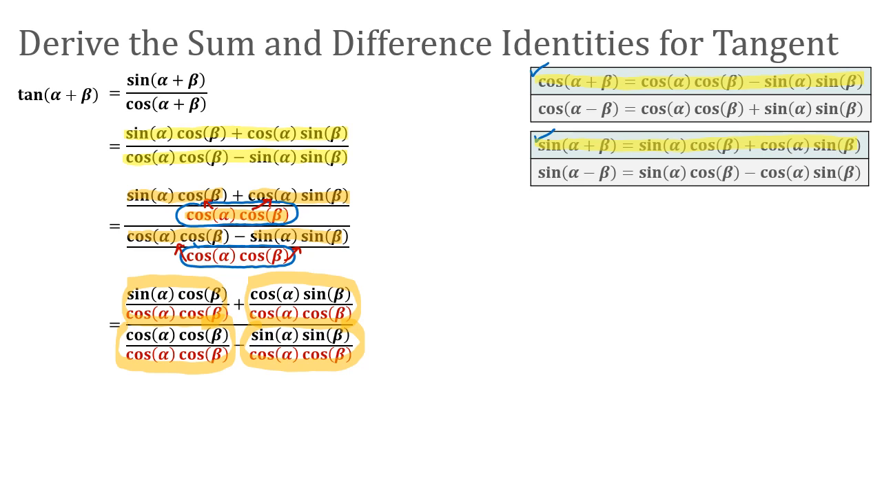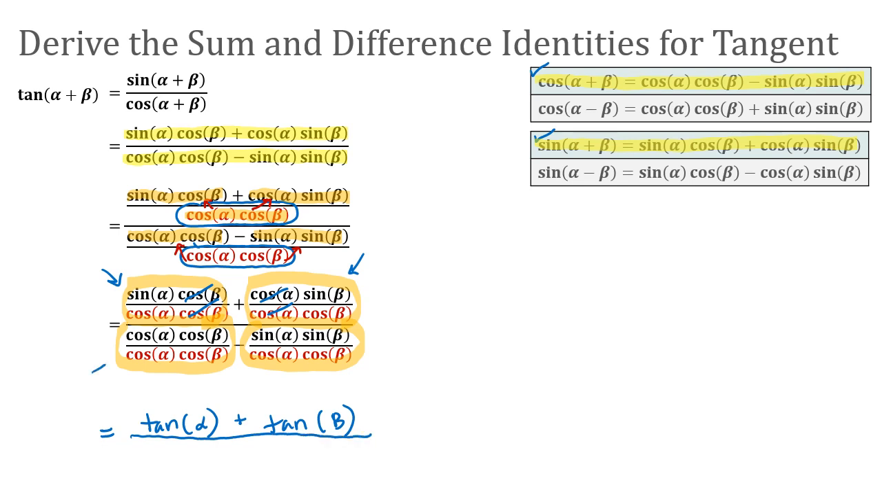In this very first term, notice that the cosine of betas cancel out, and I'm left with the sine of alpha over the cosine of alpha. And we know that sine over cosine is simply tangent. So that reduces nicely. Plus, let's take a look at the second term in the numerator. Does anything cancel out? Looks like the cosine of alphas cancel out. So now I'm left with the sine of beta over the cosine of beta, which is the tangent of beta. That looks a lot better.